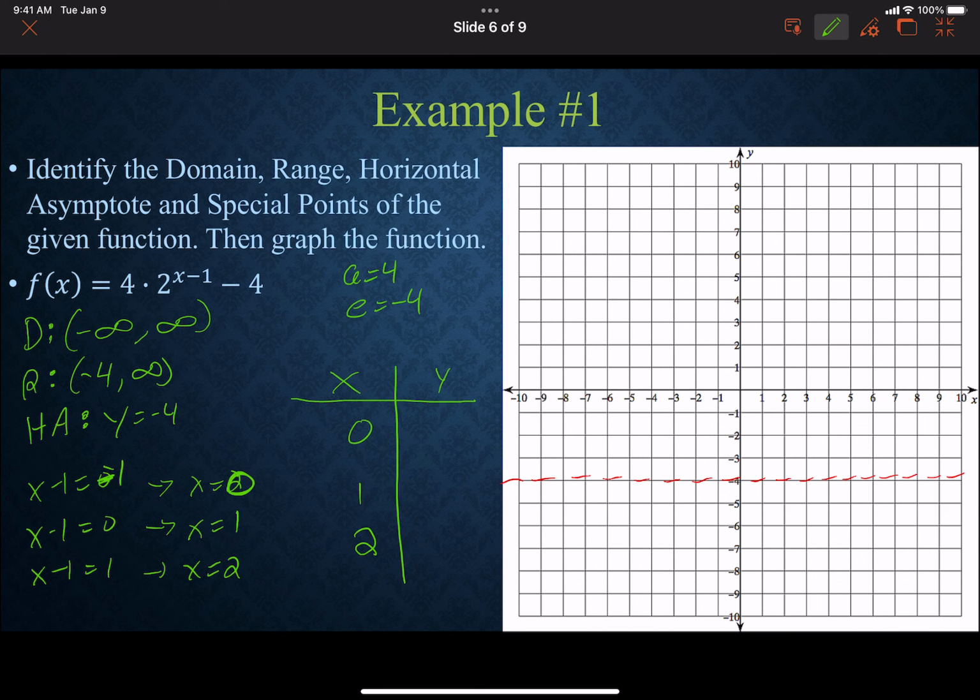0, 1, and 2. To find our y values, we're just going to simply substitute that value of x into the function. So, for example, I'll write it out for the first one, and then from there, you're just going to fill it in on your own.